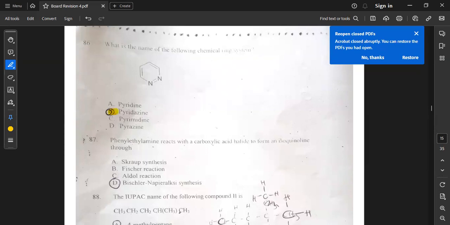Pyridine has just one nitrogen. Pyrimidine has 1,3 nitrogens, dinitrogen. Like over here, it's 1,2. For pyrimidine, it's 1,3, and the last one, pyrazine, is 1,4. So pyridine is 1, pyridazine is 1,2, pyrimidine is 1,3, pyrazine is 1,4. Perfect.